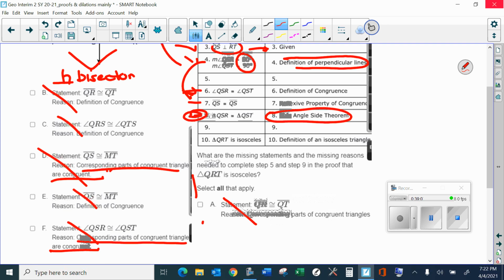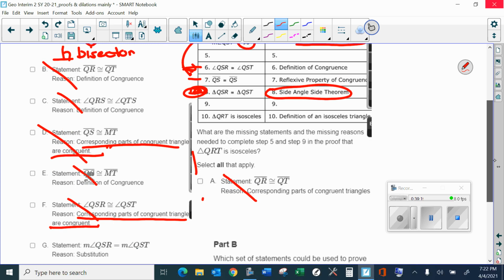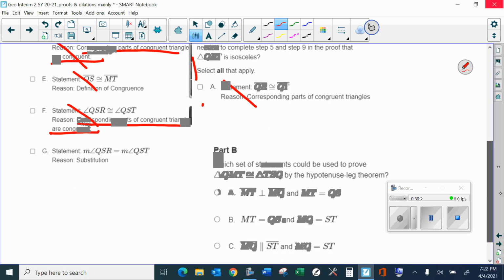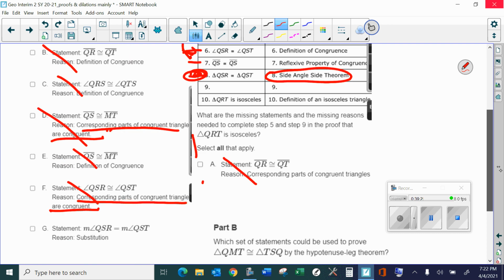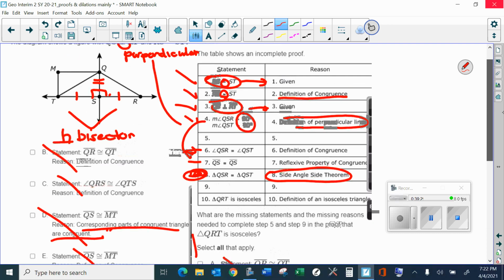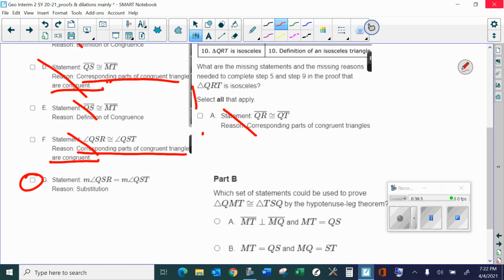In step 8. Okay, so I look at all these corresponding parts of congruent triangles and I can wipe them all out, because it can't be used till step 9. Step 10 then, measure of QSR is equal to the measure of QST. All right, that is true. So it's G right there. I had to go through all of them to get to the final one. Select all that apply. The only one that applies here happens to be G.